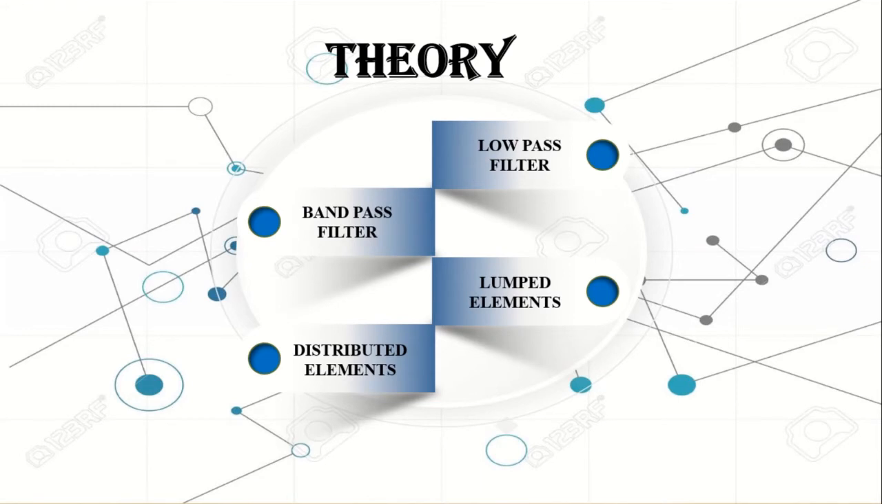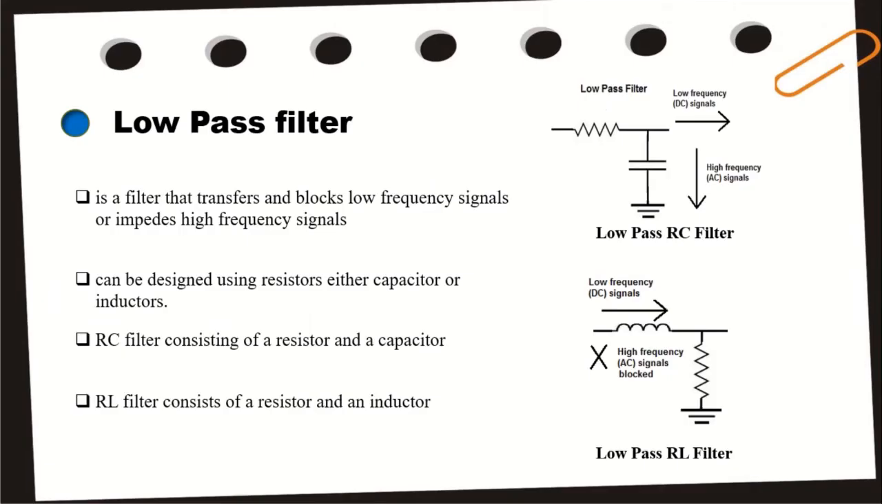The theory in this assignment is divided into a few sections, which are low pass filter, band pass filter, lump elements and distributed elements. Low pass filter. A low pass filter is a filter that transfers low frequency signals and blocks or impedes high frequency signals. It can be designed using a resistor with either a capacitor or an inductor. In other words, low frequency signals go through much more easily, with less interference, than high frequency signals. This is the example of a low pass RC filter designed using a resistor and a capacitor, while this is the low pass RL filter, which is designed using an inductor and a resistor.